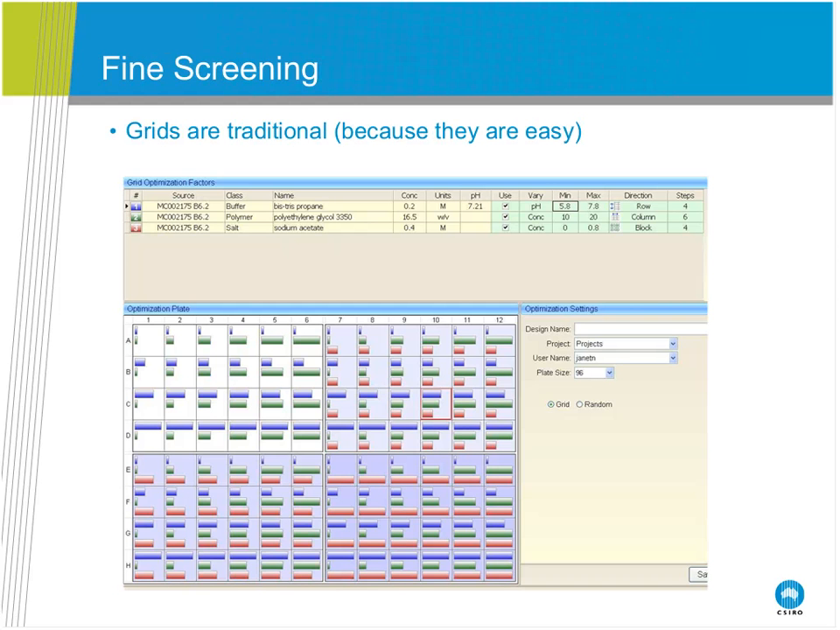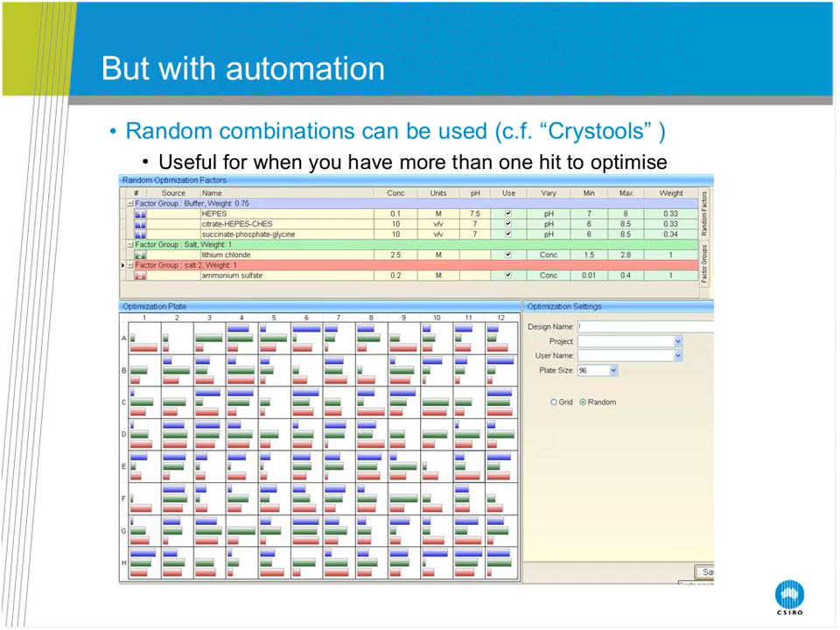So in fine screening, what we tend to do is we say, okay, I have identified these factors are important. I will step through the factors that I think are important, generally in a grid. Grids were done initially because they're easy to dispense. Yeah, so you can do a squirt of chemical 1 in well 1, 2 squirts of chemical 1 in well 2, and so on. And they work fine, but they are sort of limited in how many things you can test at once.